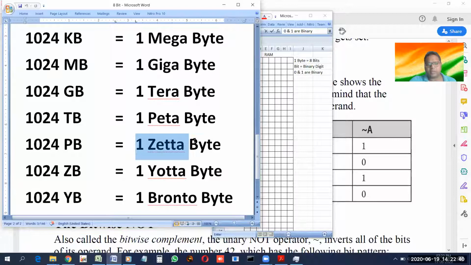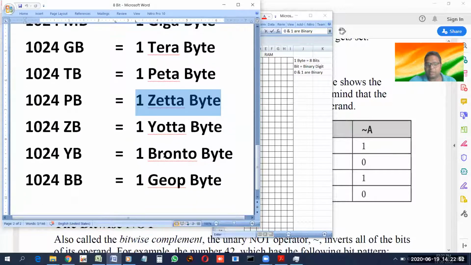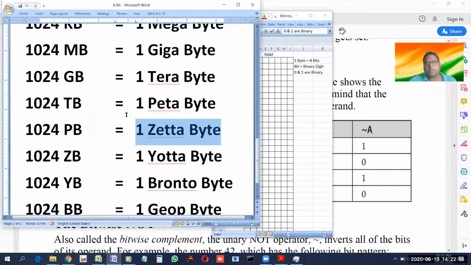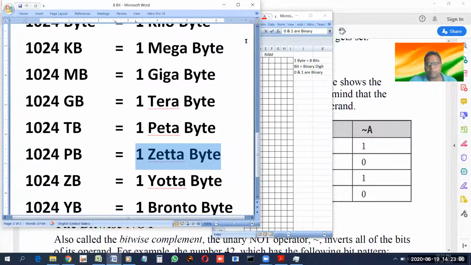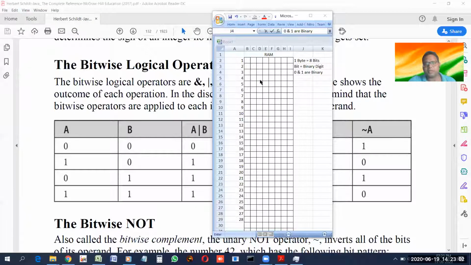And what is 1 zettabyte? 1000 into 1000. That is, whatever we can store nowadays, 10 lakh laptops can be stored in 1 zettabyte. Think of it. And similarly, you can relate this to multiples of 1000. So dear students, I hope you might be knowing all these things. So let us come back here.